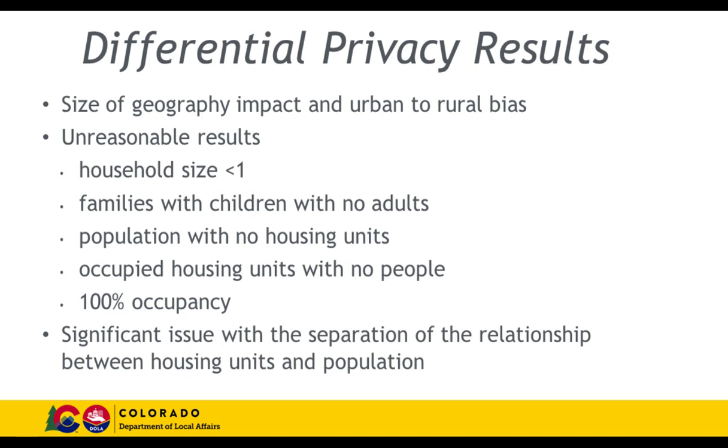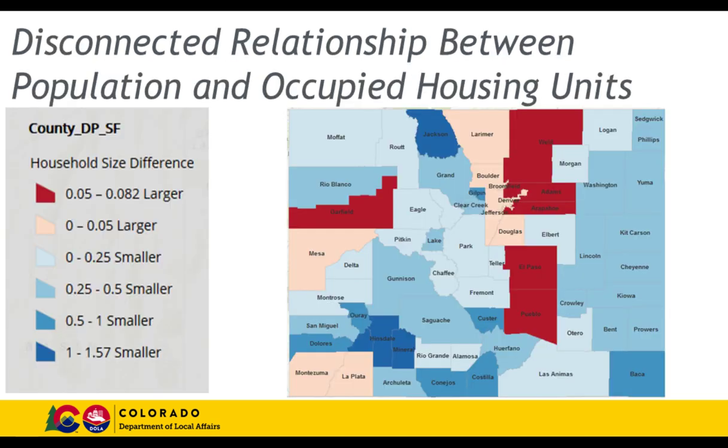So on this next slide, we have a map of household size, a difference between what was released in the 2010 census and then the DP file for Colorado. And so again, it is this sort of disconnected relationship between the population and occupied housing units. Household size is one of the most important variables in producing population estimates, which are the population totals that we have between decennial census years. So it's critical in understanding how household composition has changed over the last decade as well.